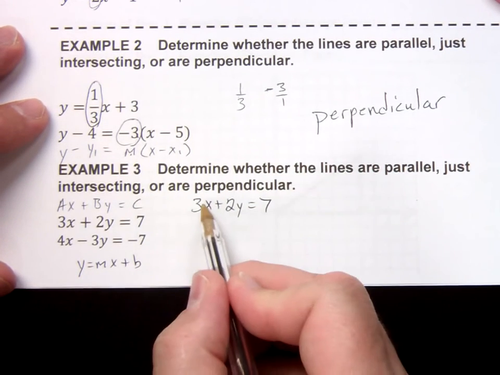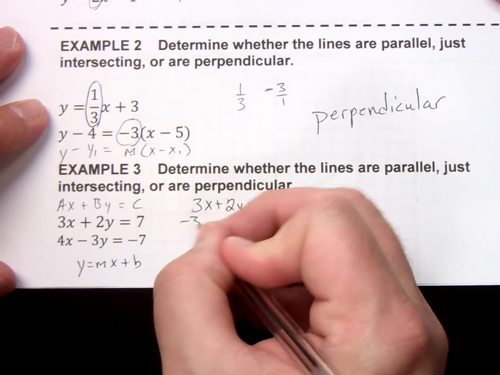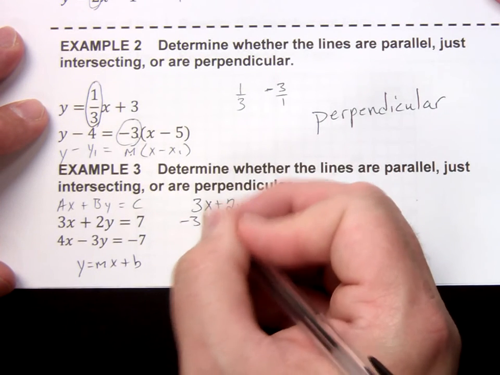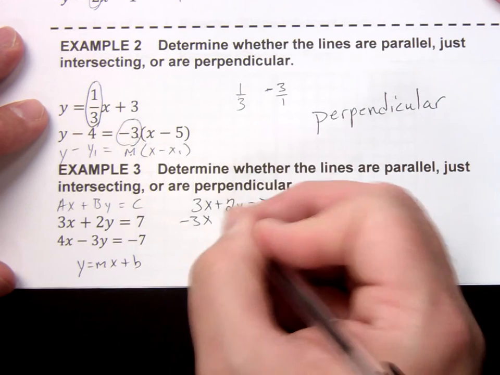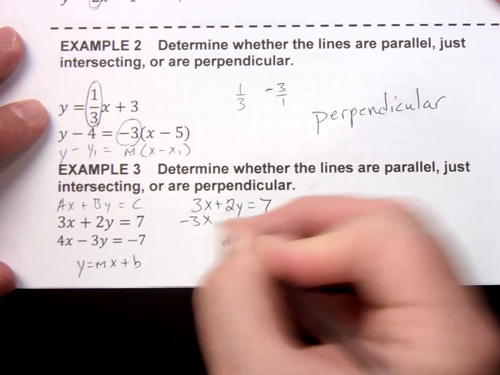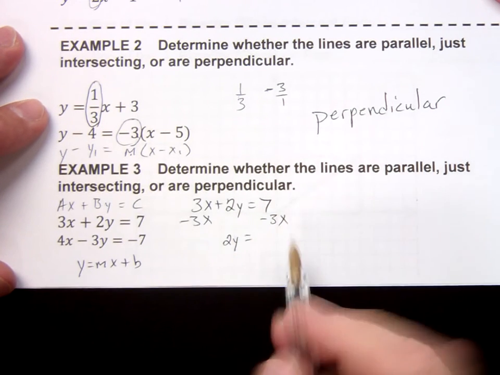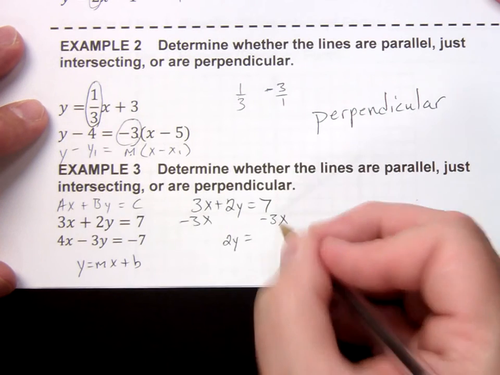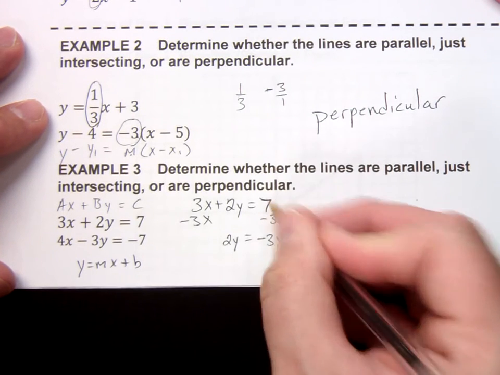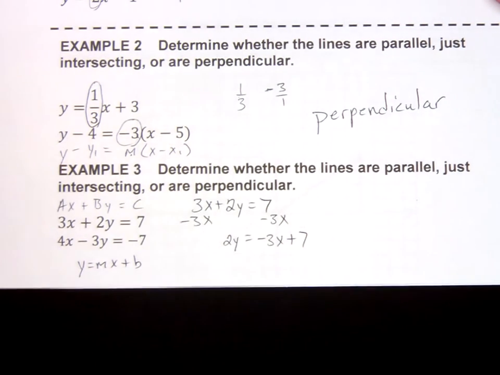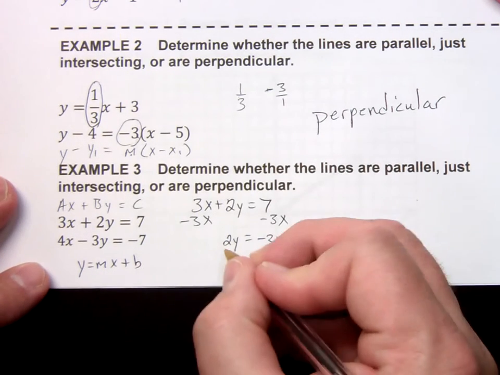First thing I've got to do, get the x over here. So if I subtract 3x, 3x minus 3x is 0, it's gone. If I do it on one side, I've got to do it on the other side. Remember that these are not like terms. So I have a -3x and a positive 7. And I still need to get y by itself, and to do that I've got to get rid of the 2. So I'm going to divide by 2.